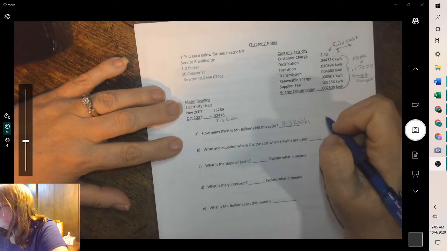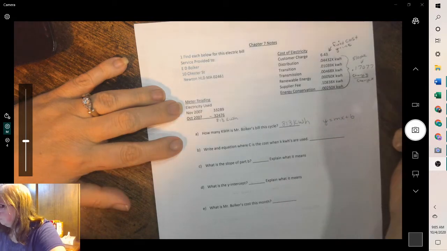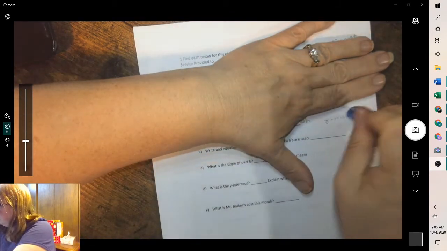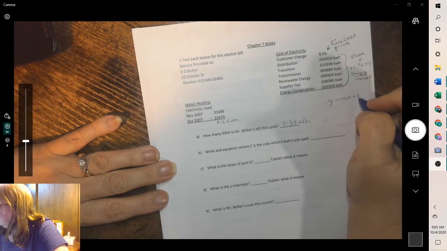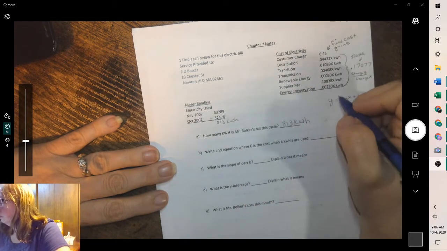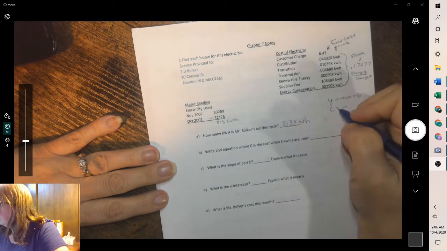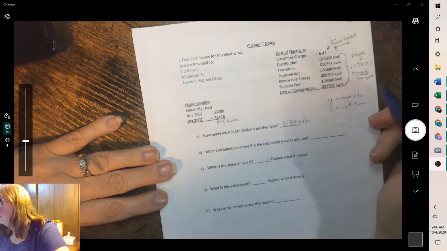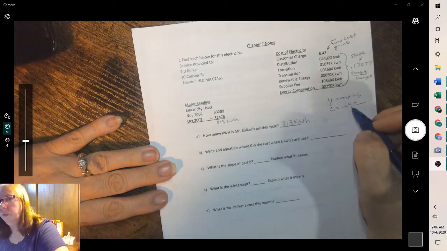To write your equation, y equals mx plus b, and they're saying let C be the cost. Let me put this up a little. A lot of times instead of x and y, we use symbols that help us know what they are. For instance, cost is our y, and K is kilowatt hours. So you can, but if you prefer x and y, I'm fine with that. I like to use variables so I know what they stand for.